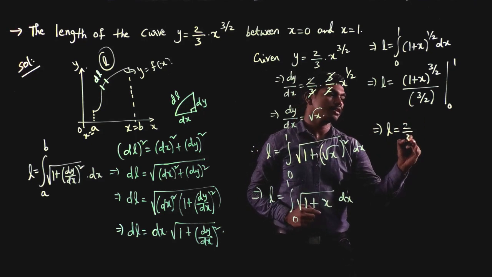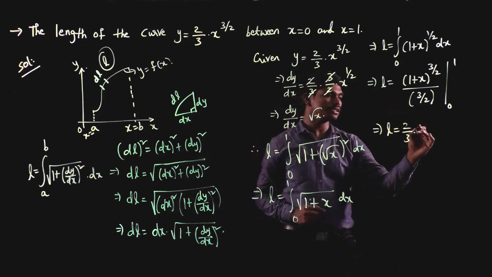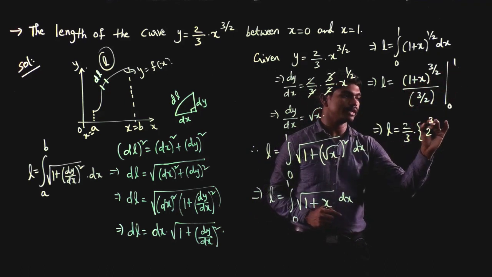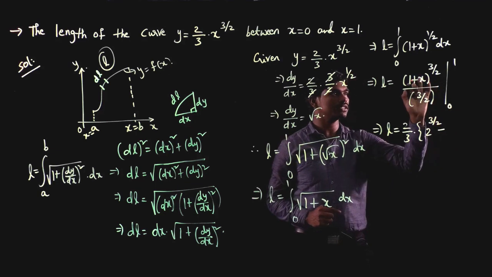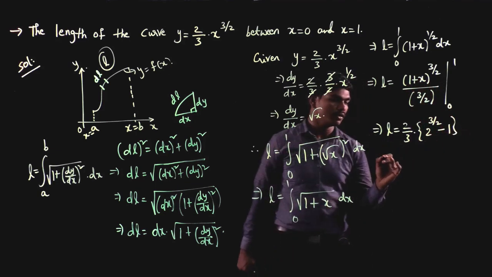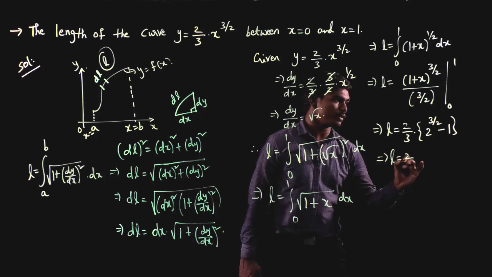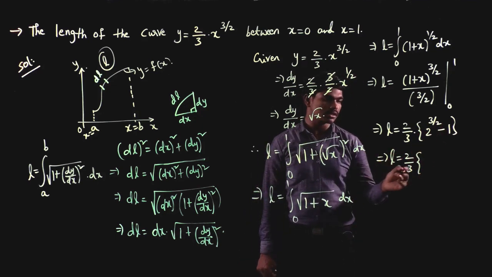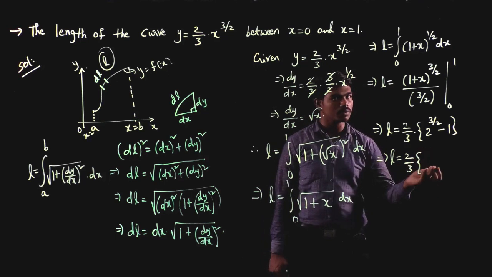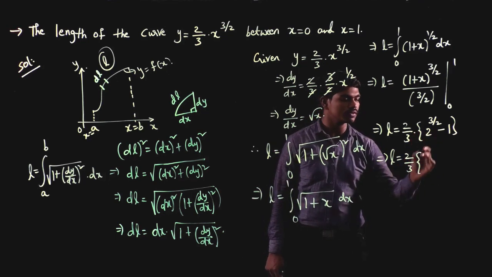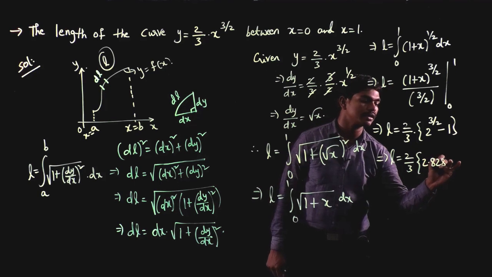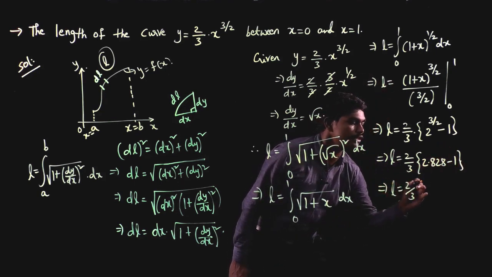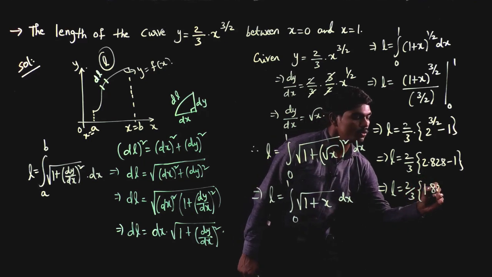L is equal to 2 by 3 into, because this 1 by 3 by 2 can be written as 2 by 3, if I substitute 1 here, 1 plus 1, 2 power 3 by 2, minus, if you substitute 0 here, this is 1 power 3 by 2, which is basically 1. So L is equal to 2 by 3 into this 2 power 3 by 2, which is nothing but 2 into root 2, correct. So 2 into root 2, root 2 is 1.414, so 2 into 1.414 is 2.828 minus 1. So L is equal to 2 by 3 into 1.828.